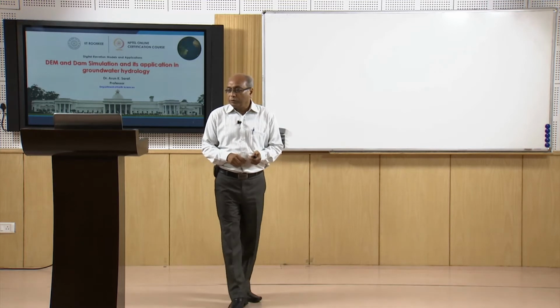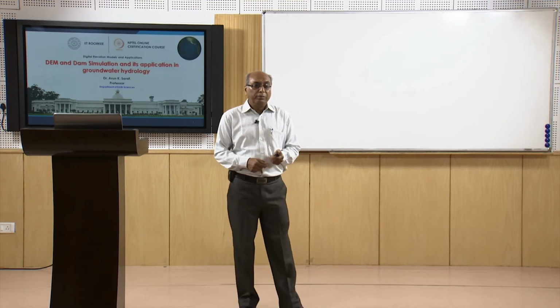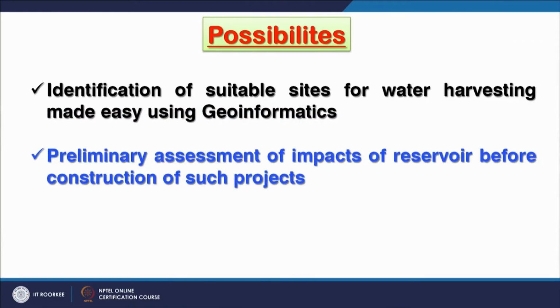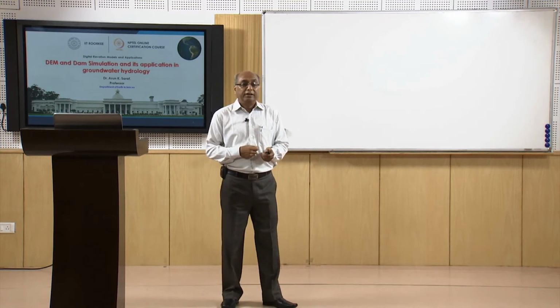So these are the possibilities: we can identify suitable sites for water harvesting using this digital elevation model and remote sensing inputs on a GIS platform, and make a preliminary assessment of the impact of a reservoir before construction of such projects. By looking at the surroundings and interpreting satellite images, we can predict how much time it would take for these groundwater structures to take effect on groundwater regimes through growth of vegetation.